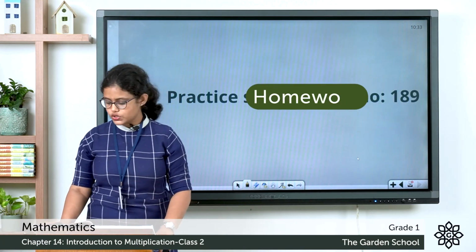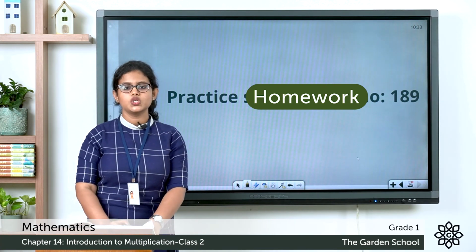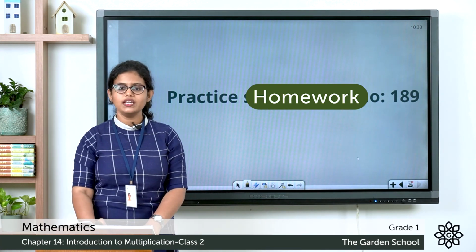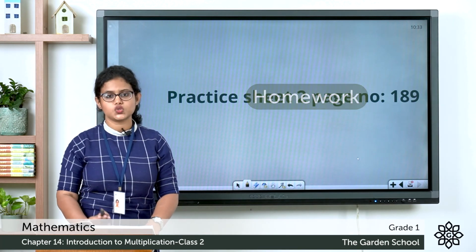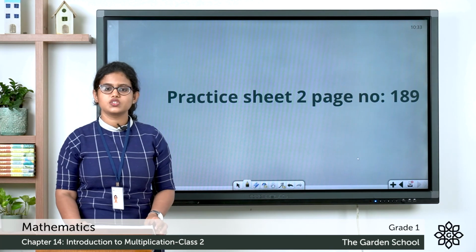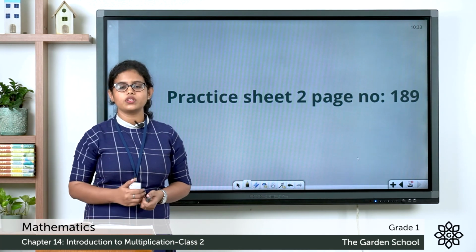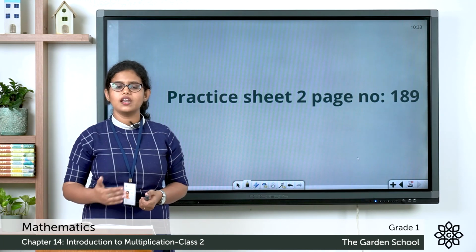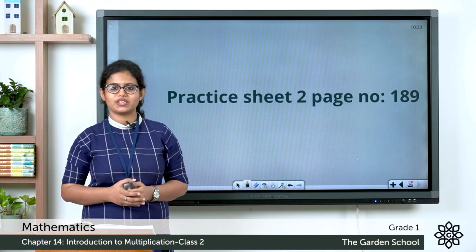Next, in page number 189, you have practice sheet 2. This one you can do by yourself. So you can try doing the practice sheet 2. We are done with chapter number 14, and also we are done with all chapters in mathematics. I hope you all are clear with the topics. Thank you.